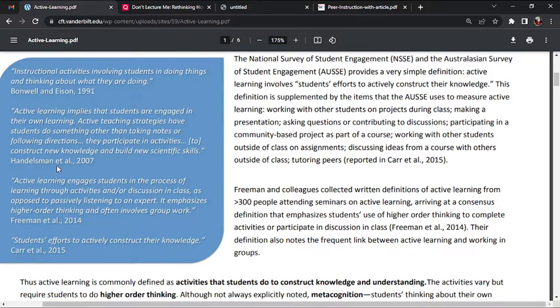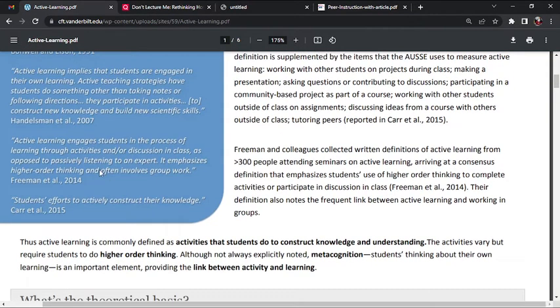Active teaching strategies have students do something other than taking notes or following directions. So other than just sitting there watching tutorials or taking notes, you should be involved in doing something. And in the context of data science and programming, this involvement is building projects, coding along with the tutorial or with the book that you are reading. Students should participate in activities to construct new knowledge and build new scientific skills. Active learning also engages students in the process of learning through activities and or discussion in class, as opposed to passively listening to an expert.